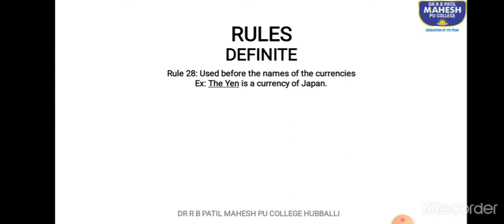Rule number 28. Used before the names of the currencies. The currencies like the rupee, the yen, the dollar, the dirham. These are all called as currencies. So along with the name of a currency, article the has to be used. So example here, the yen is a currency of Japan.